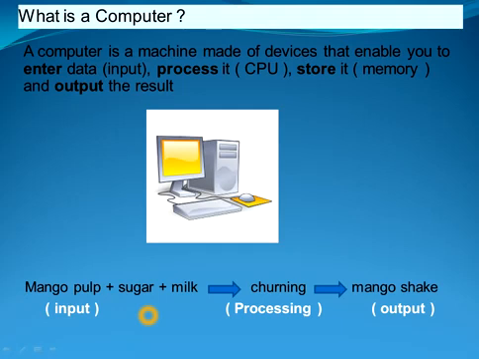For example, if you want to make a mango shake, you need mango pulp, sugar, milk, then a churning machine or mixer which will output the mango shake. In this case, mango pulp, sugar and milk act like an input for a computer, the churning machine acts as a processing device, and the mango shake is the output in terms of a computer.